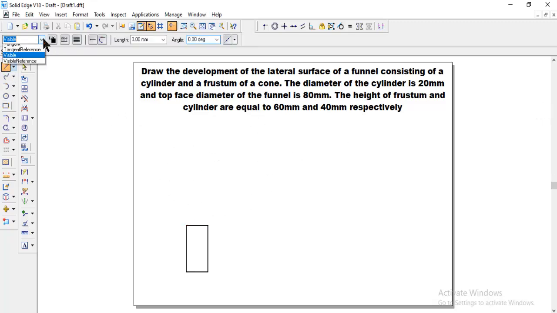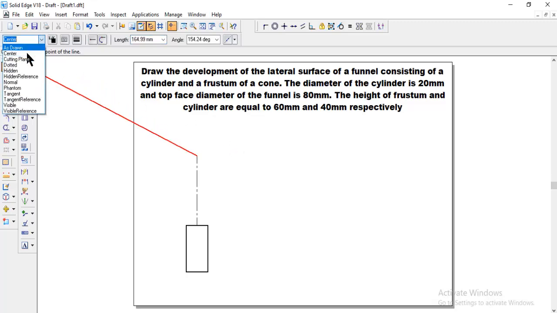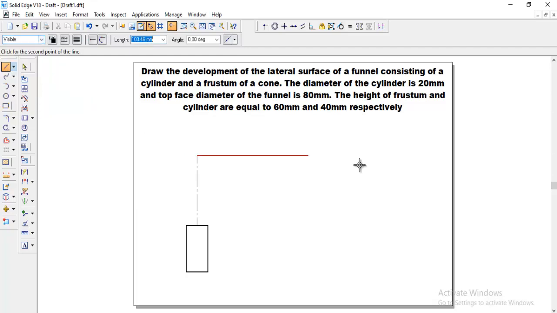For that, the data they have given is that the height of the frustum is 60, and the funnel diameter is 80 mm. So first we will give the height of 60 from the midpoint axis. Then the diameter they gave: from the midpoint, it will be 40 on either side. So we can give it, and this side also we can give 40. And then if you join to the cylinder from the ends, this becomes the funnel.